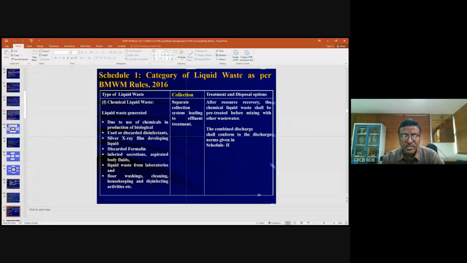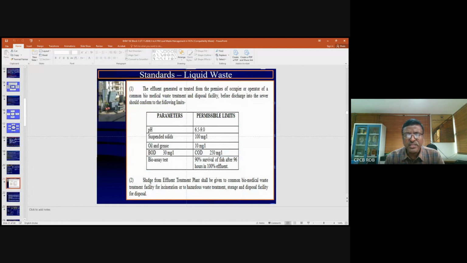Therefore, these are the various liquid wastes generated from hospitals that we have already discussed. These are the standards prescribed under Schedule 2. All the hospitals, the bedded hospitals, have to comply with the requirements for discharge of liquid waste from hospitals. They have to comply with the requirement of pH, which should be around 6.5 to 9.